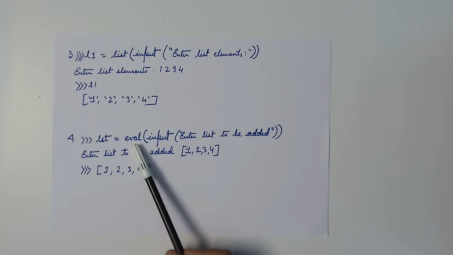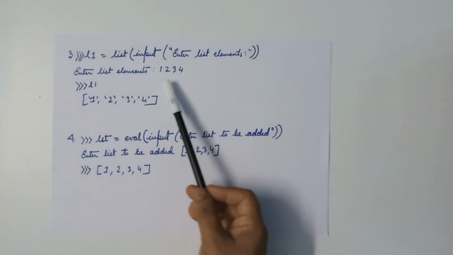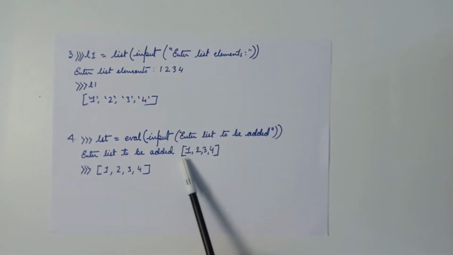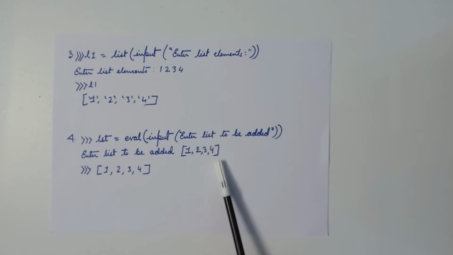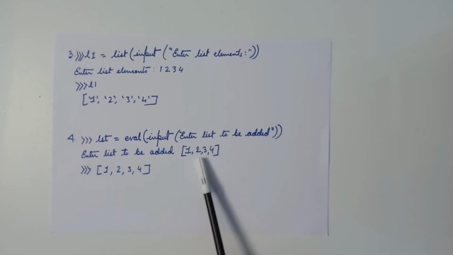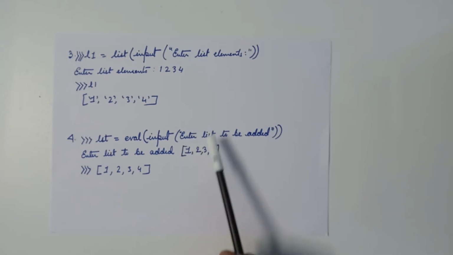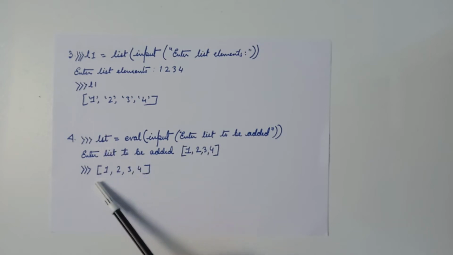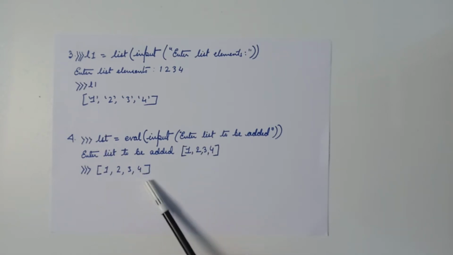Now, since we are using the eval function, make sure we enter the input within square brackets. So within the square brackets, we have entered the elements. That means this list we want to pass, and this list contains integers. So when it becomes part of the LST list, if you want to display it, you will get the values 1, 2, 3, 4 without single quotations. That means the list contains integer values.